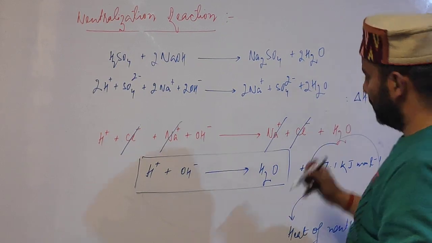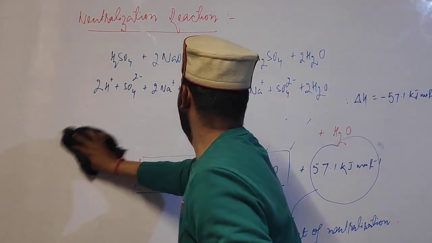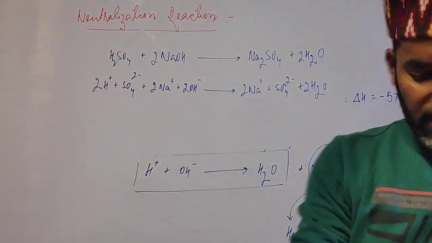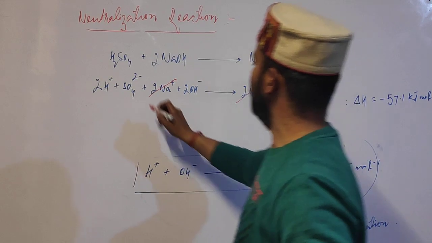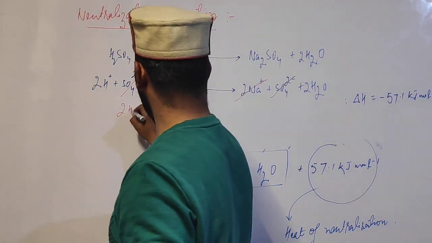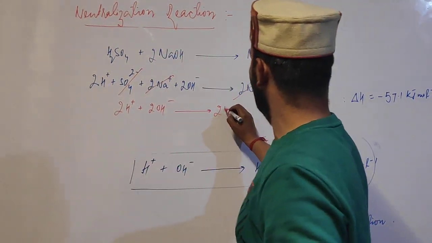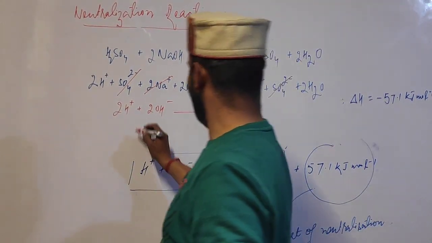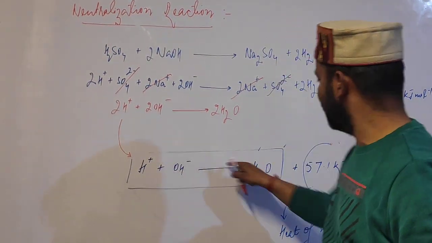Now students, you see that these are just the spectator ions, because there is no change in them before and after mixing. So we have only what? 2 H positive ions combining with 2 OH negative ions to give 2 water, and if we simplify, we get the same equation: H positive plus OH negative gives 1 water.